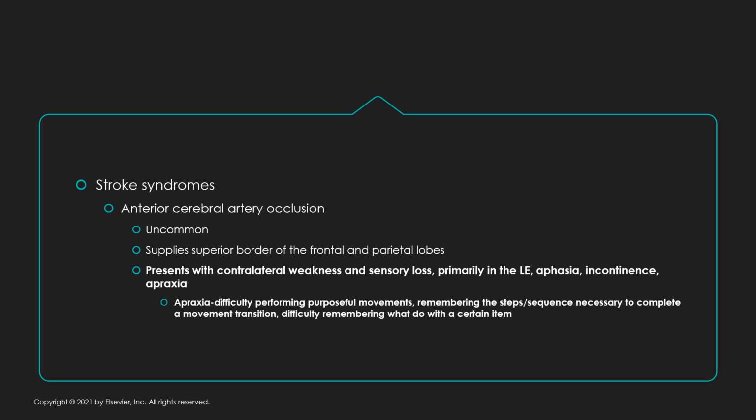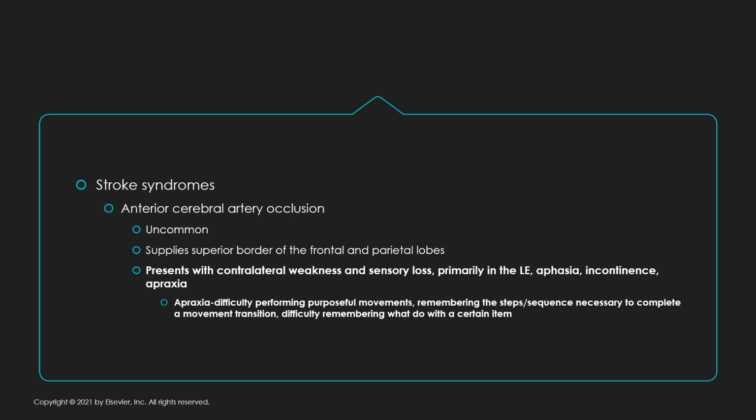The main presentation of a CVA is going to depend on where the infarct occurred, and the area of the brain that was most impacted by the infarct is going to dictate what type of presentation we see in the patient. So when we look at anterior cerebral artery occlusion, this is looking at the areas of the brain that are supplied by the anterior cerebral artery, and so you can go back and review the chapter on the neuroanatomy.